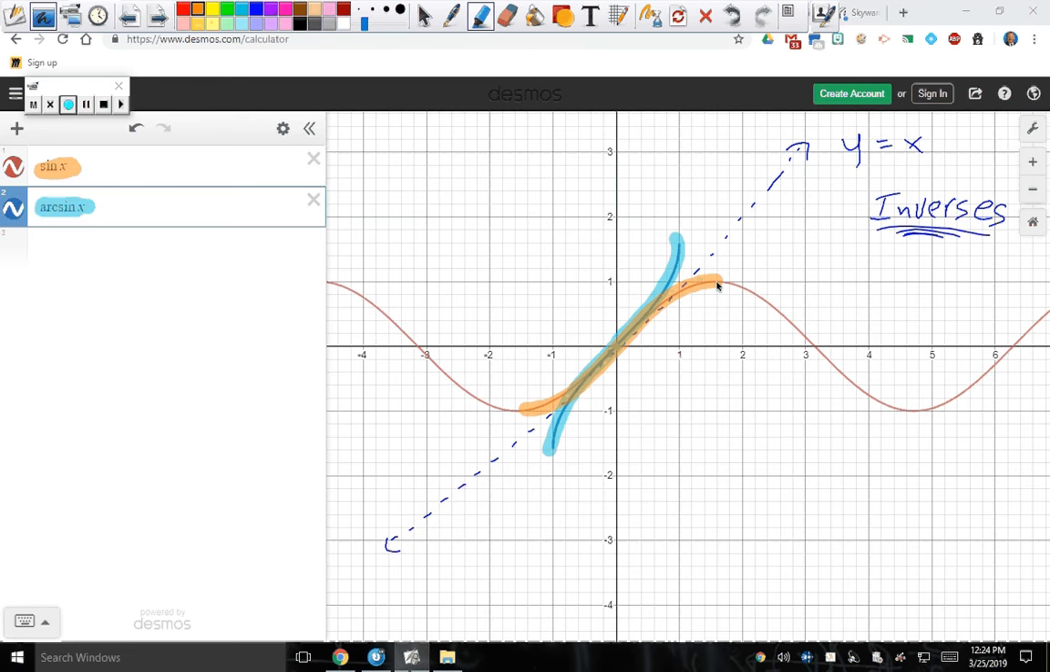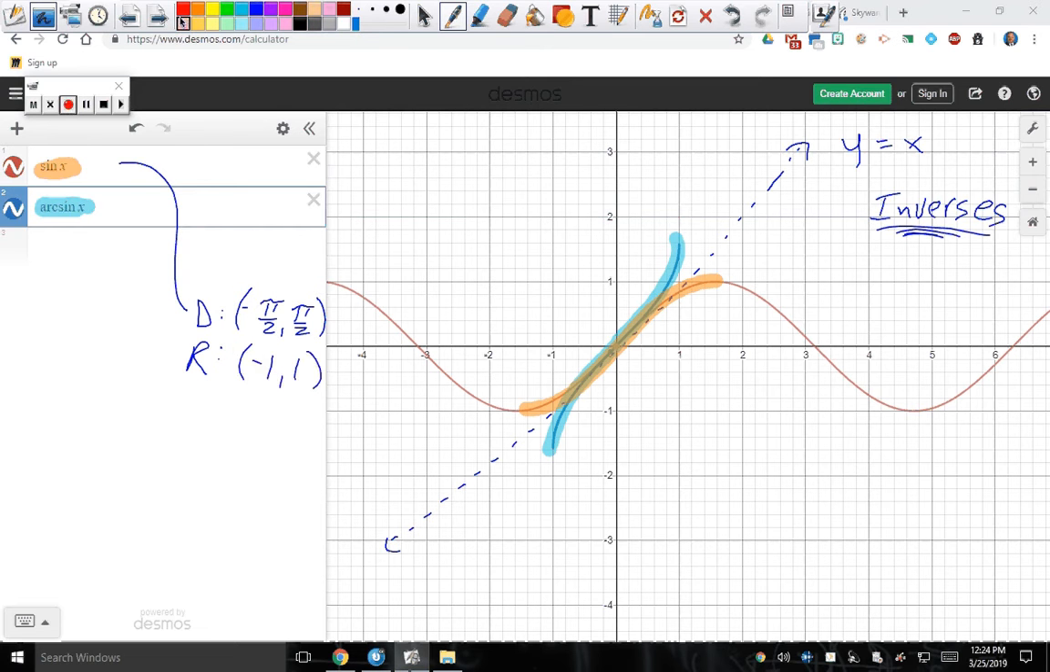Okay? So you with me? So if I'm looking at sine, the domain that I'm looking at is from negative pi over 2 to pi over 2. That's where it passes the horizontal line test. The range is what? What's the range right there? It's not a difficult question. What's the range? Negative 1 to 1.